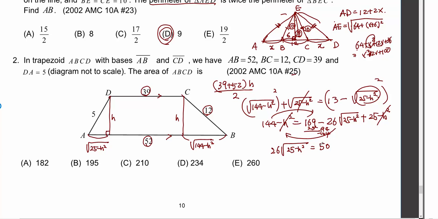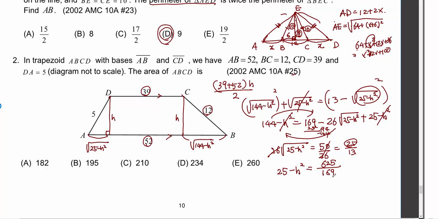Alright, now let's divide 26 again. How much? 25 over 13, right? Okay, now make it square again. 25 minus h squared equals what? 25 squared is how much? 625 over 13 squared is 169.